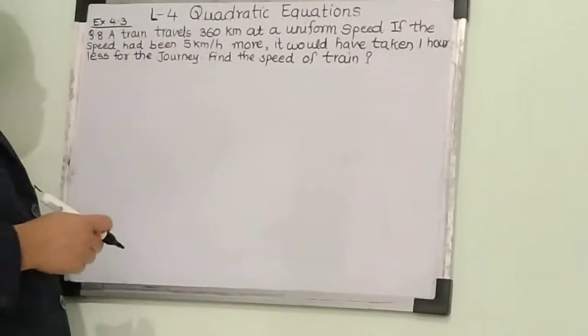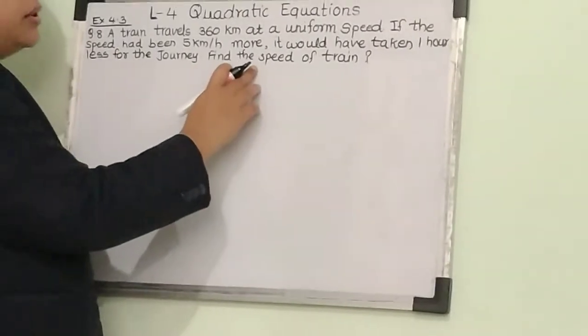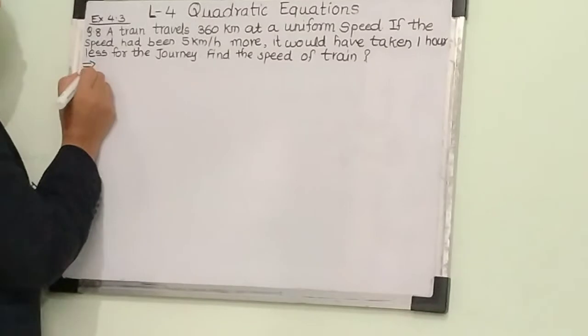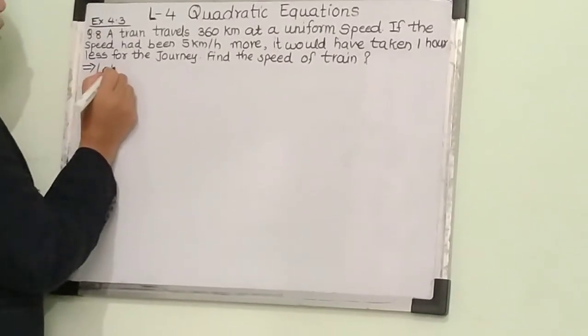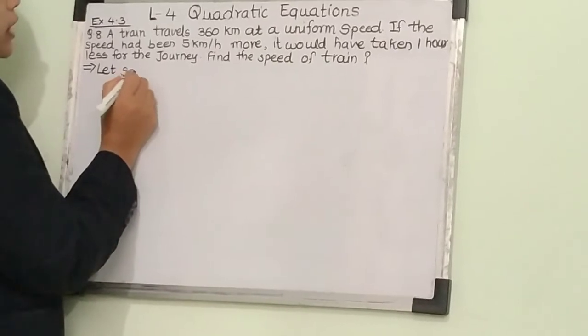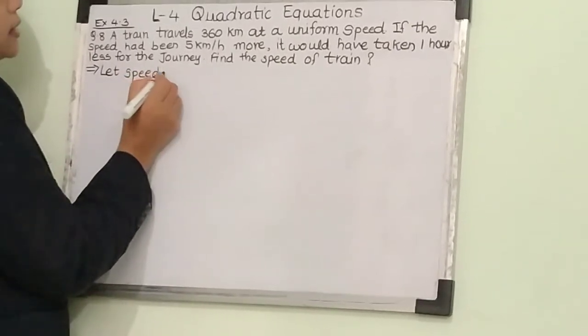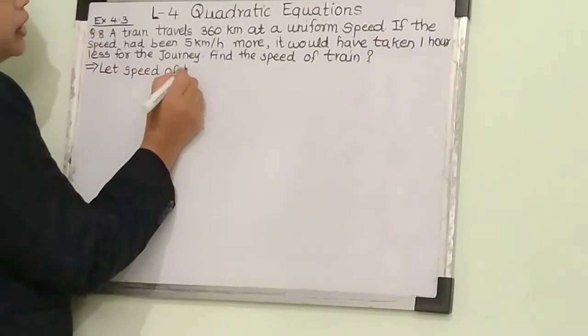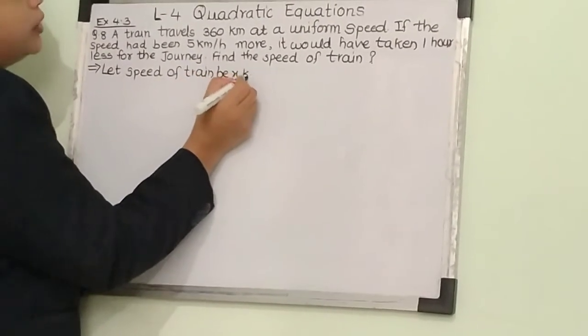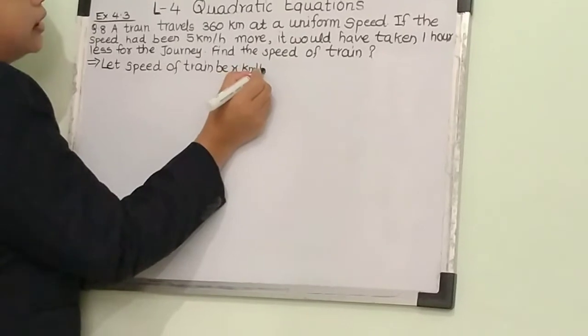So what do we have to find here? Here we have to find the speed of the train. So we are going to take a variable for the speed of the train. Let the speed of the train be x kilometer per hour.